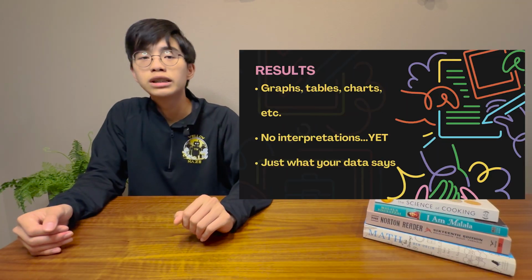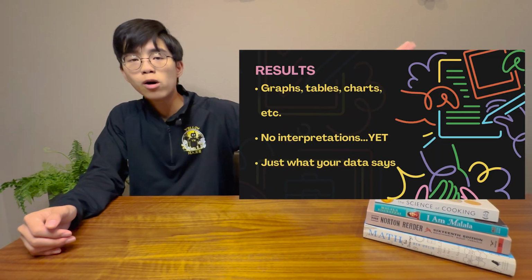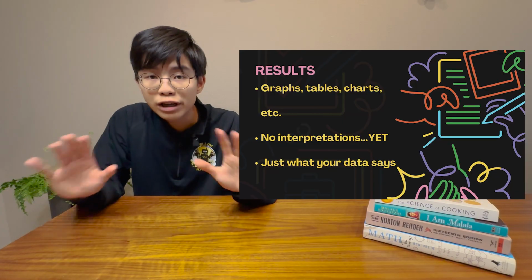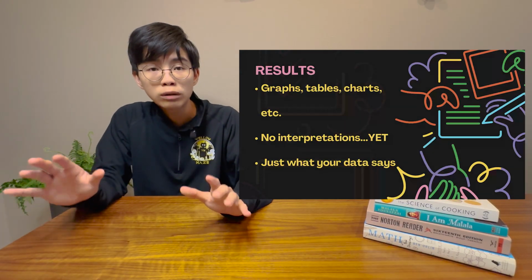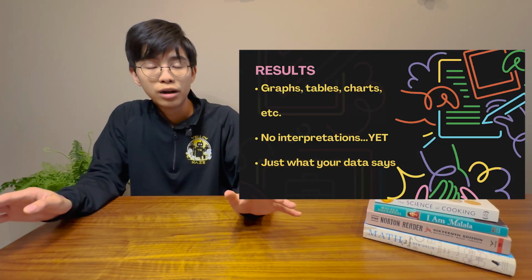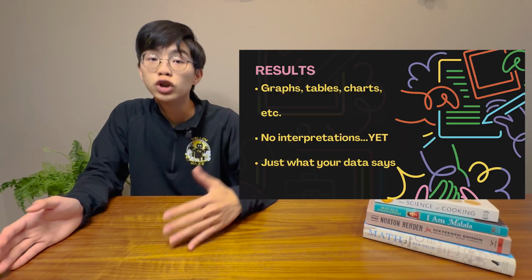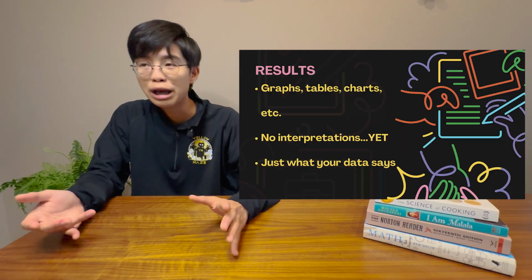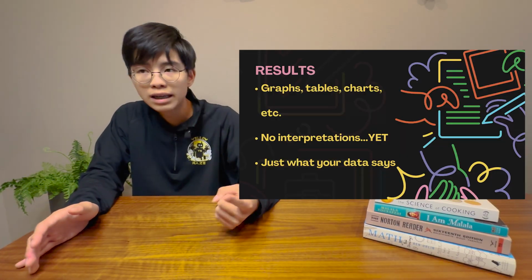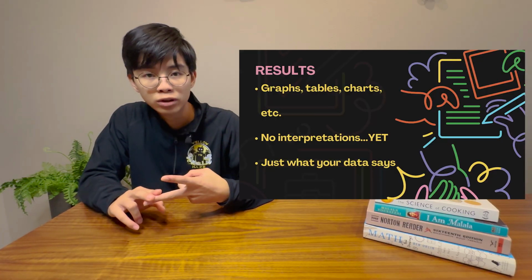The results section is just graphs, tables, charts, etc. Throw that all in the results section. Do not do any interpretation. I cannot emphasize enough: for your results, do not interpret the data, right? Don't do any comparisons yet. You can have a table with comparisons, that's okay. But don't talk about the significance of your results yet. Don't write paragraphs comparing your data yet.